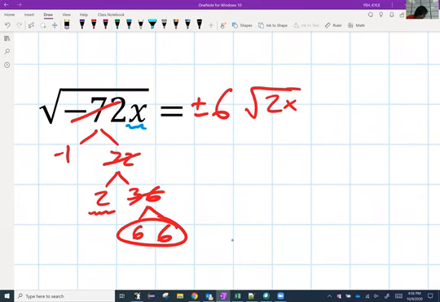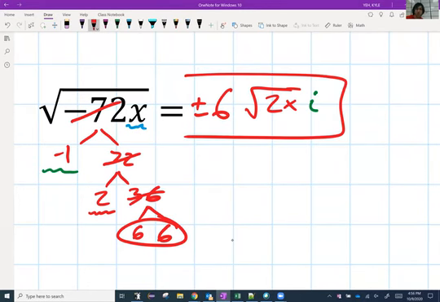And then don't forget, anytime we have a negative 1 inside that radical, we're just going to say that the square root is plus or minus 6 root 2x i. Anytime you're taking the square root of a negative, it will have an i.